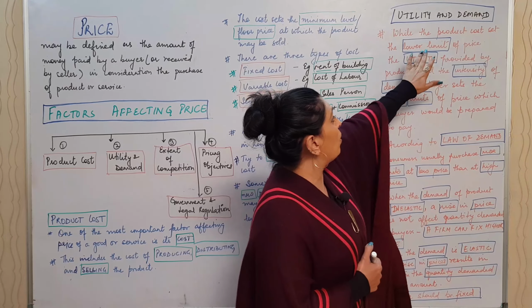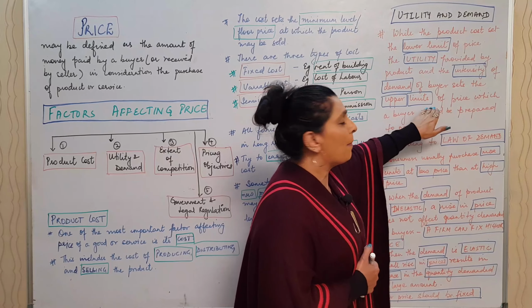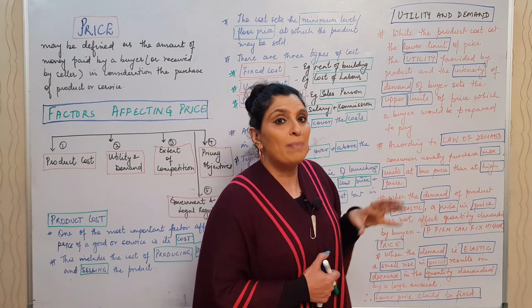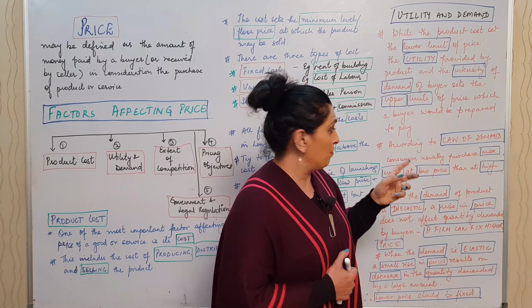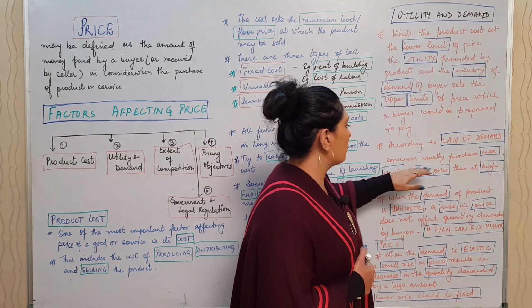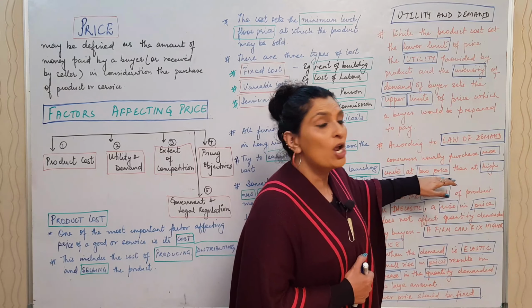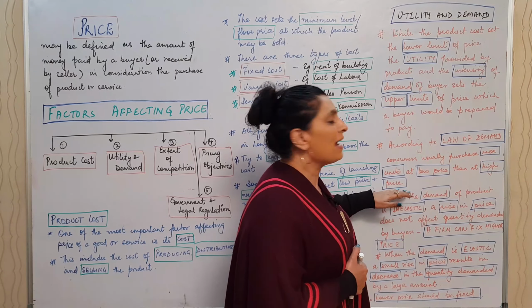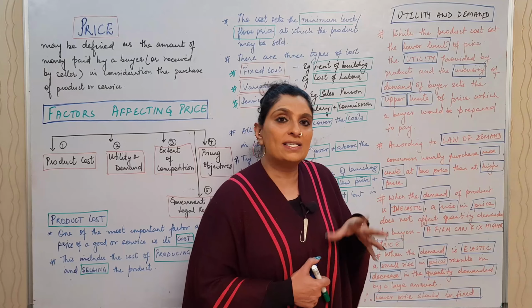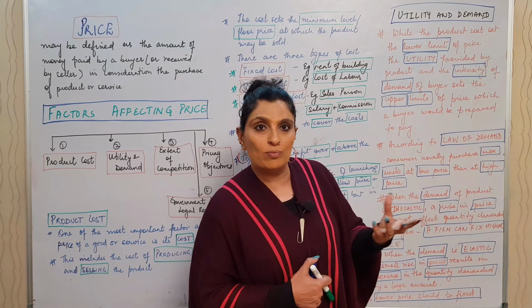So when you talk about the lower limit and the upper limit, it is set by the buying capacity of the customer, right? According to the law of demand, consumers usually purchase more units at a low price than at a high price. Of course, yes, we all know it. When prices are less, we usually tend to buy more.